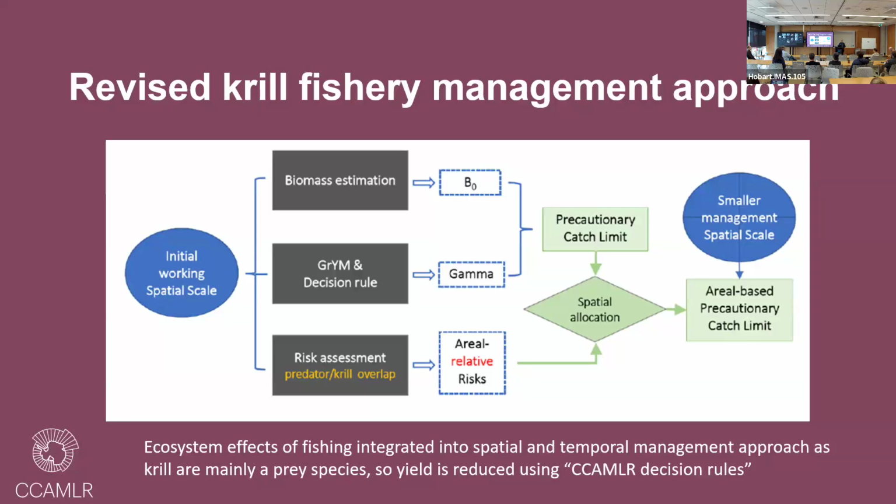biomass estimates. The second is that you continue to work with those projection models, as I described, to calculate a gamma, which is the percentage of the biomass that you're allowed to catch. Those two things give you a precautionary catch limit. And then the third is this terminology we're using, spatial overlap analysis. It's a spatial allocation to take the catch and spread it throughout space and seasonally as well.